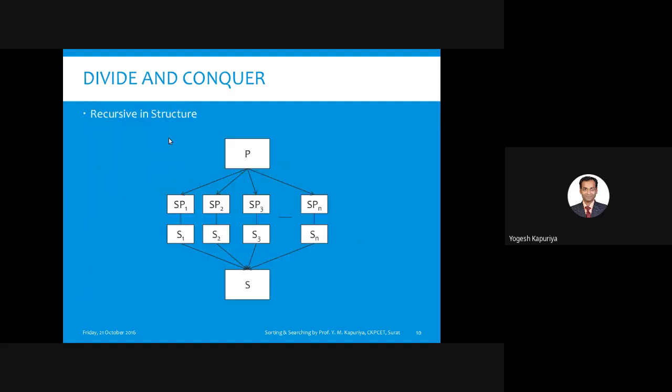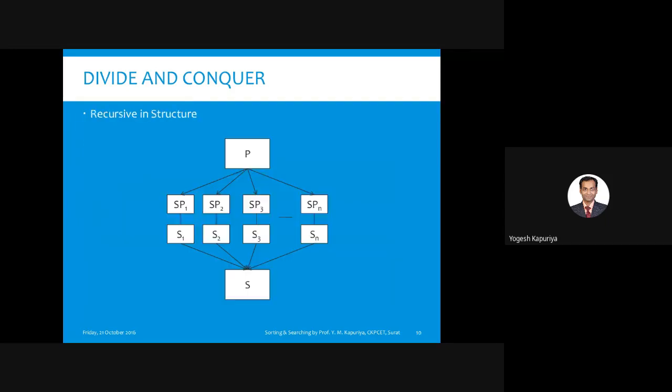There are two techniques based on this. First is merge sort and second is quick sort. This is the same thing which we have shown over here. Let us say there is some algorithm called DNC. You have some problem P. If your problem P is so small that it cannot be further divided, then you will simply return the solution. That means you sort the element.